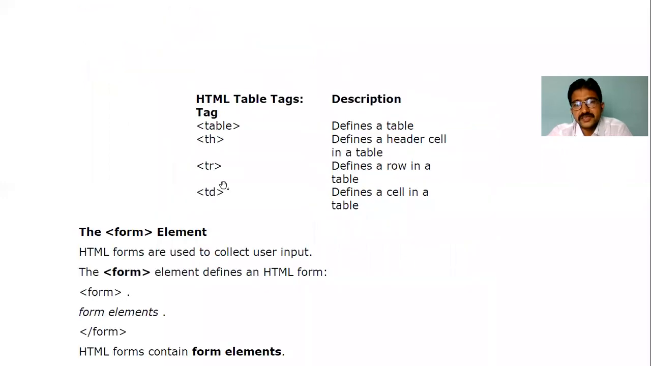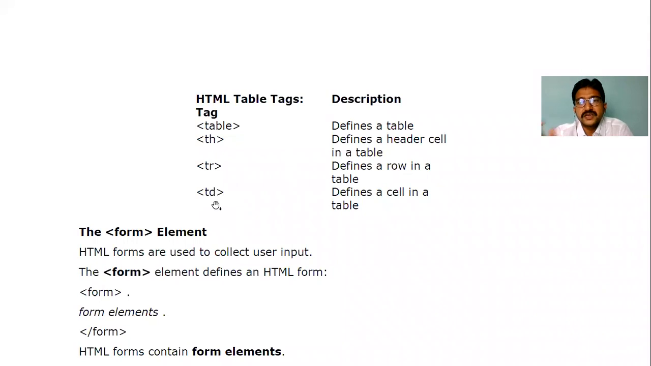Just for your understanding, when you want to insert a table, you need to insert a table tag. Inside the table, when you want headers, like for a student table with serial number, name, roll number, age, you can use the headers th. When you want to insert a first row, you can use tr. Tr stands for table row.